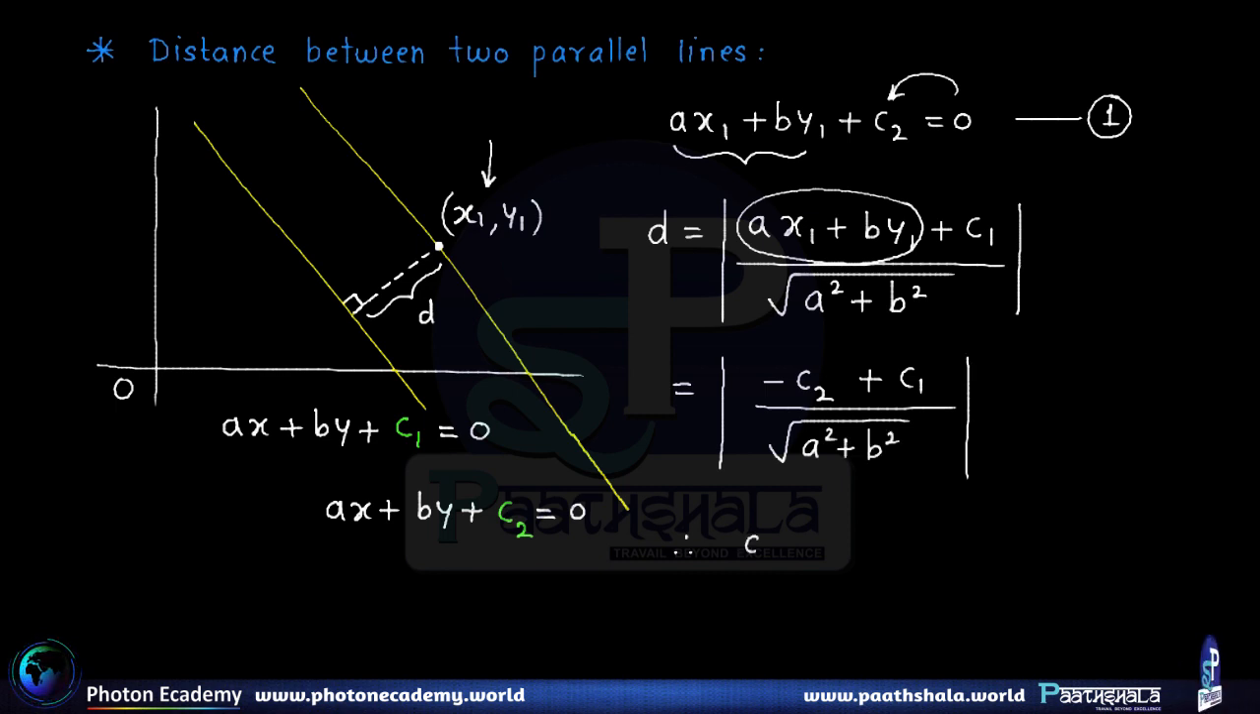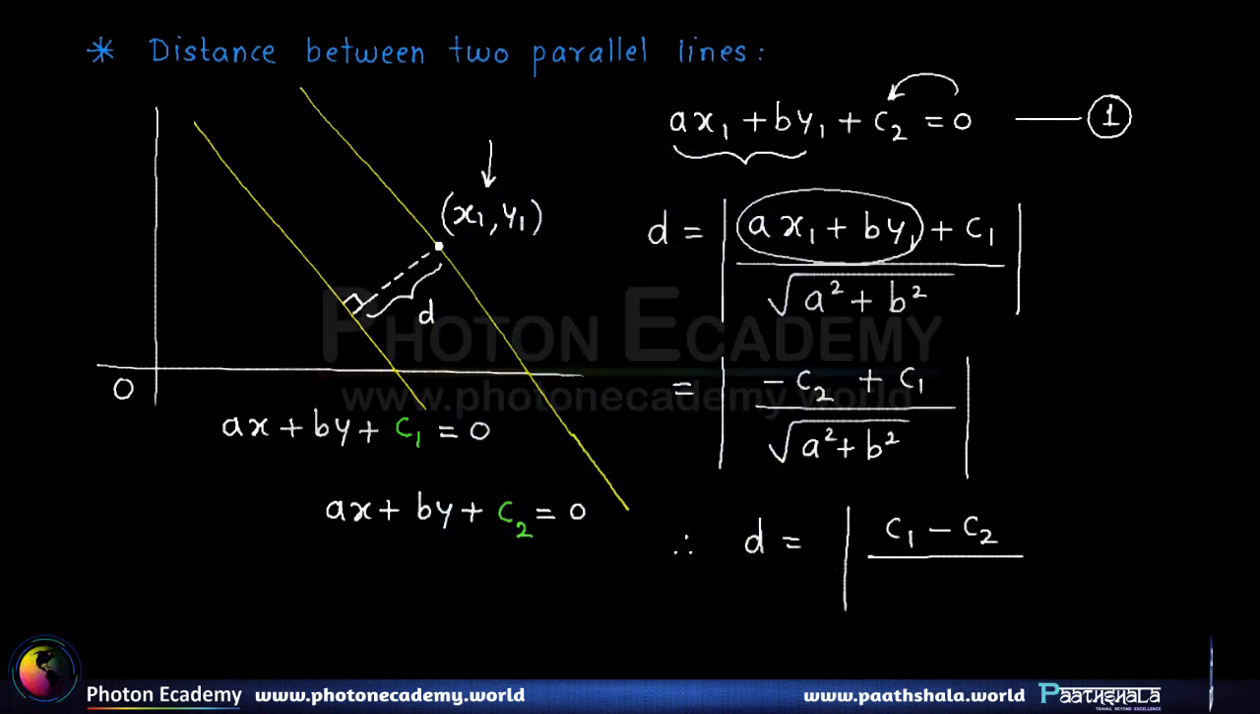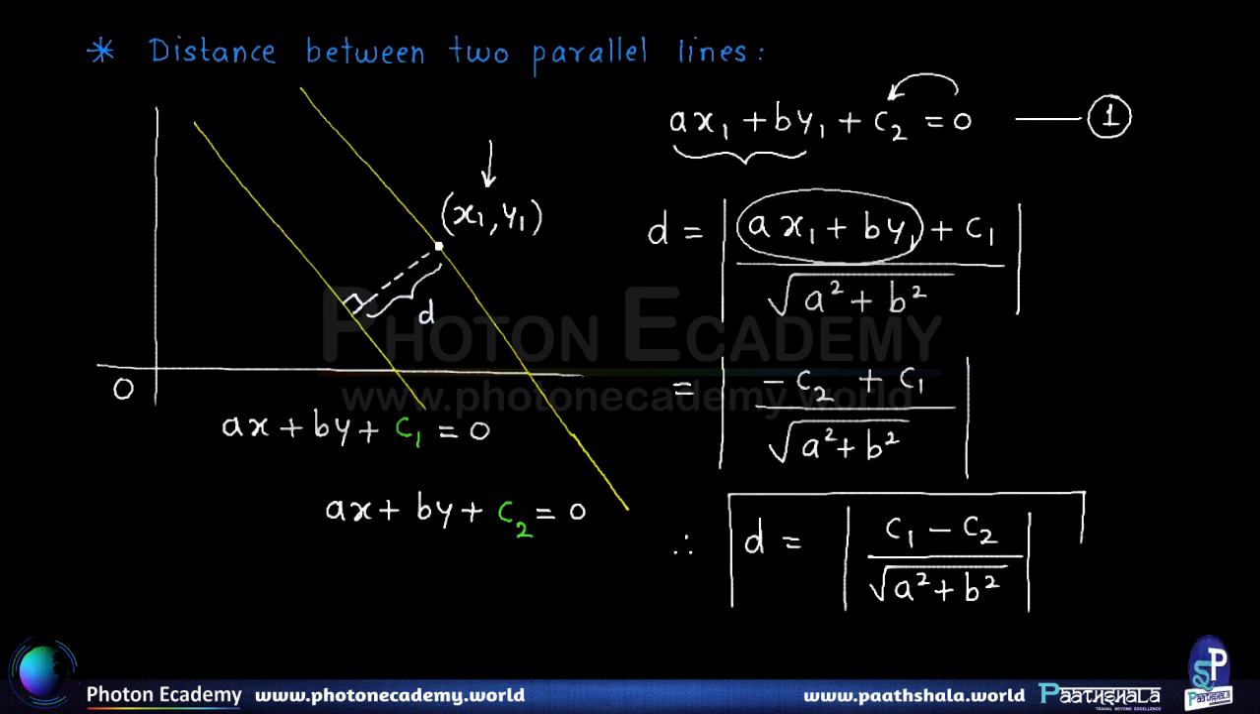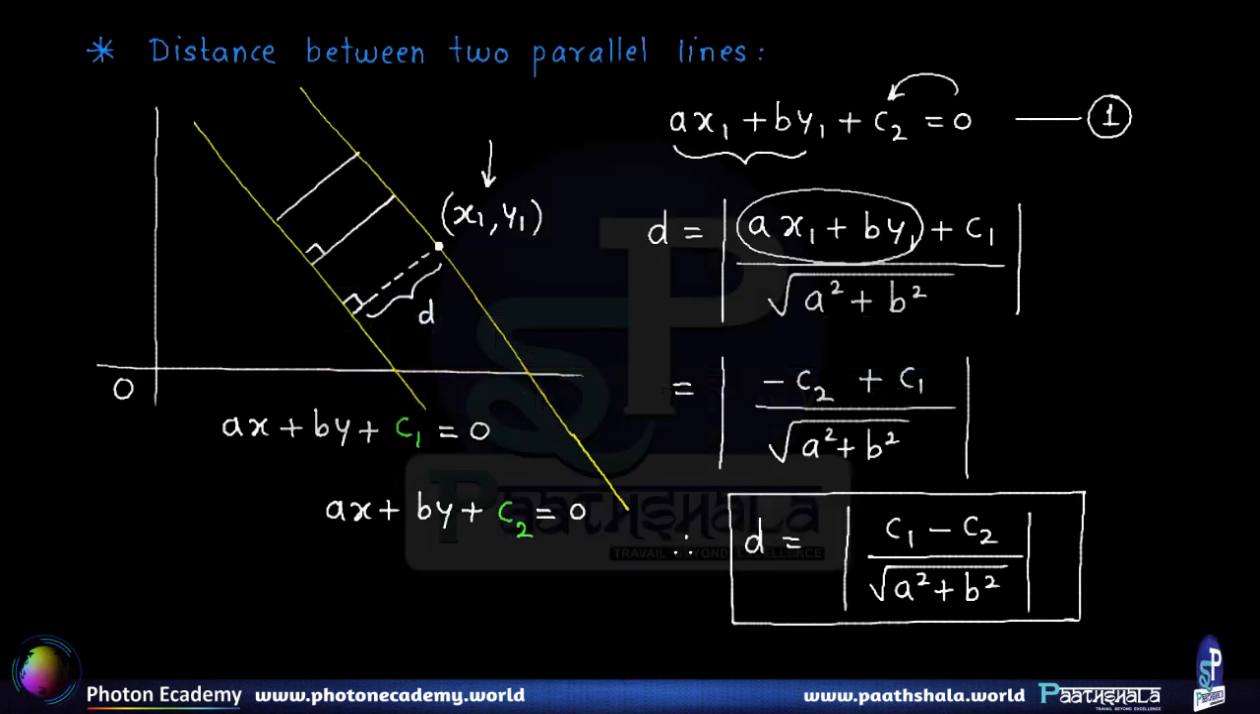So finally we can write d, rewriting it in a way which is easy to remember, as mod of c1 minus c2 upon root of a square plus b square. That's it. That's the formula for getting the distance between parallel lines. And since the lines are parallel, that distance will be the same along any perpendicular segment joining the two lines.